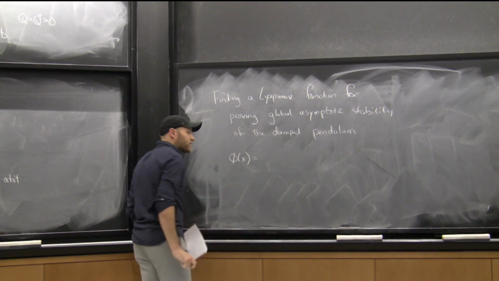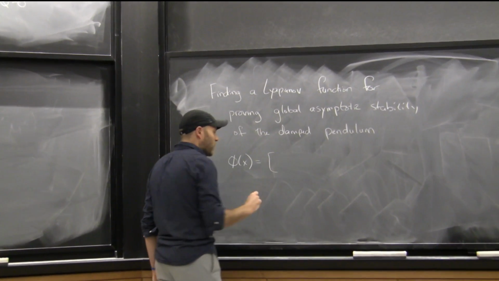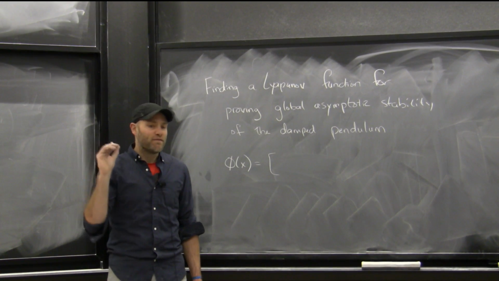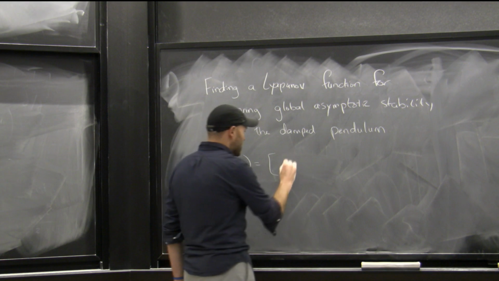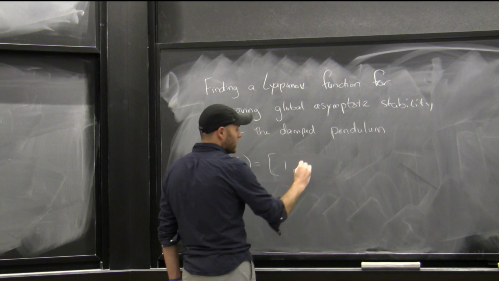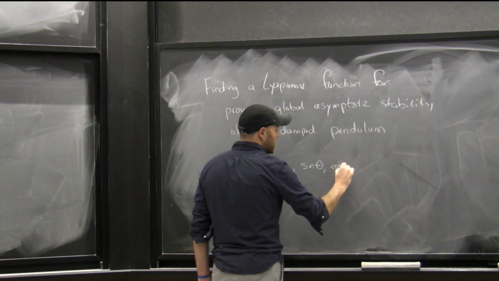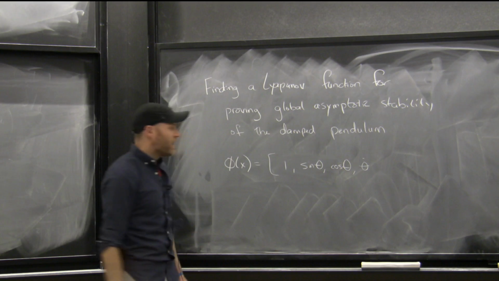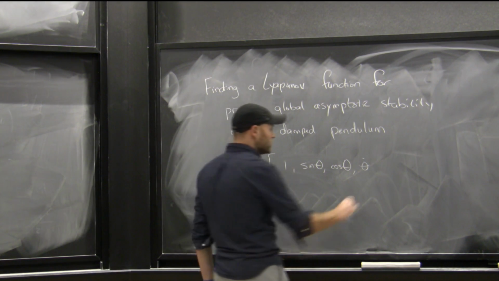I used phi of x. I tried not to cheat, but in my world, this is just the vector of monomials. And I'll tell you what that means. Basically, I put in 1, sine theta, cos theta, theta dot, and then every combination of those that had only order up to 2.